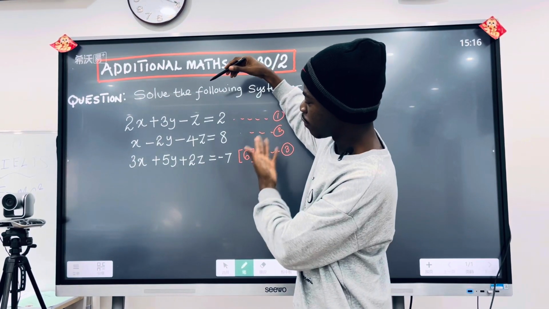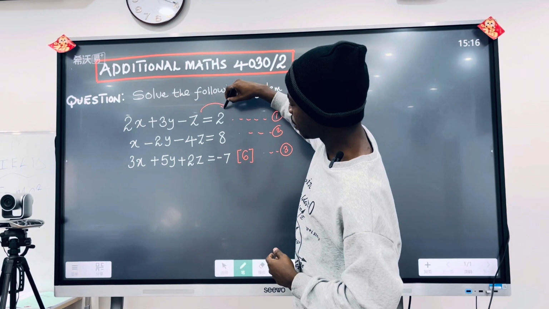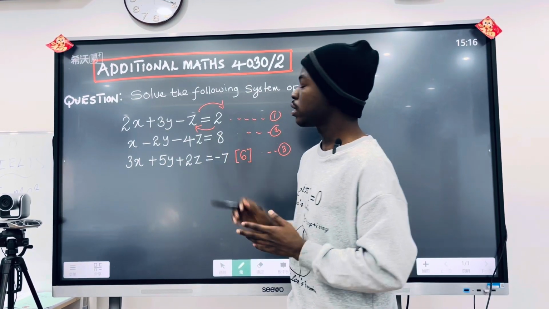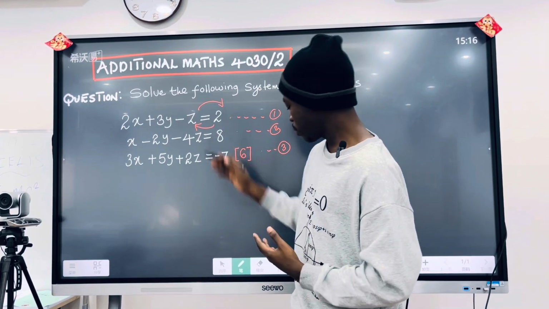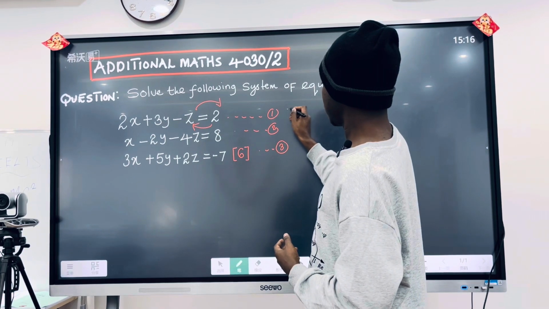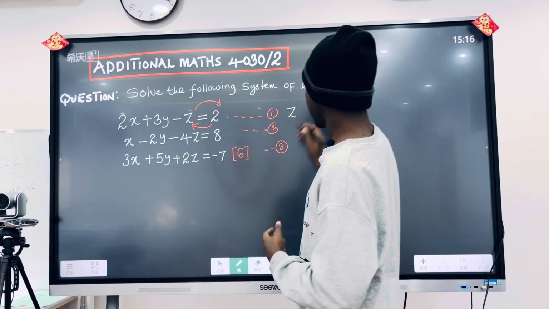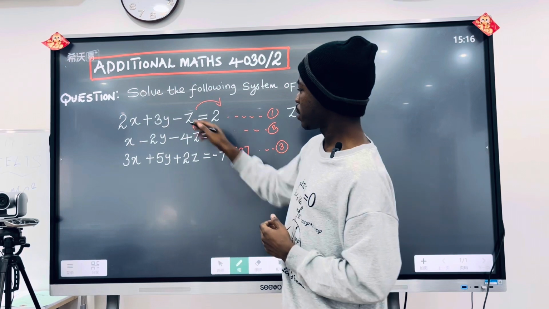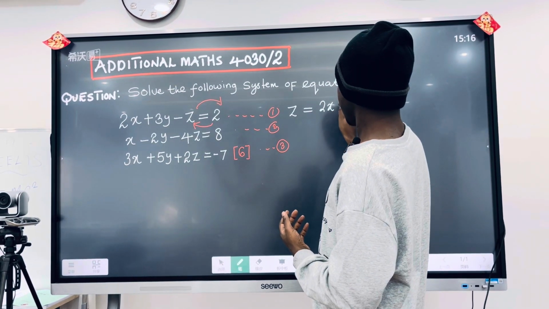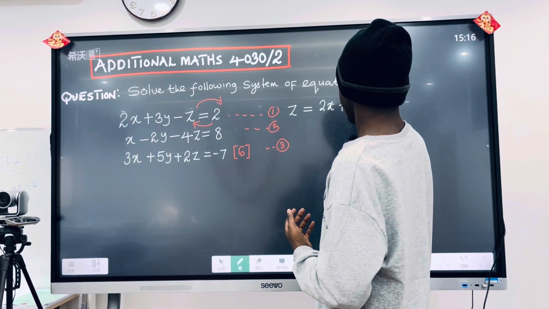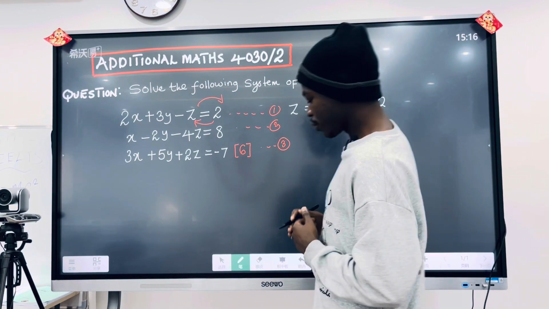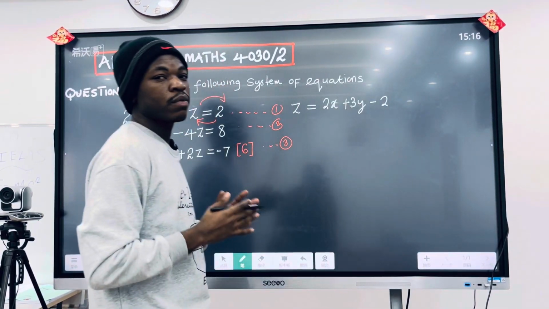To make z the subject of the formula, z will just cross the equal sign there to become positive. Then 2 will cross the equal sign there, it will be negative. So what we're going to have now is z left alone, equal to 2x plus 3y minus 2. So you can see that z is now the subject of the formula.